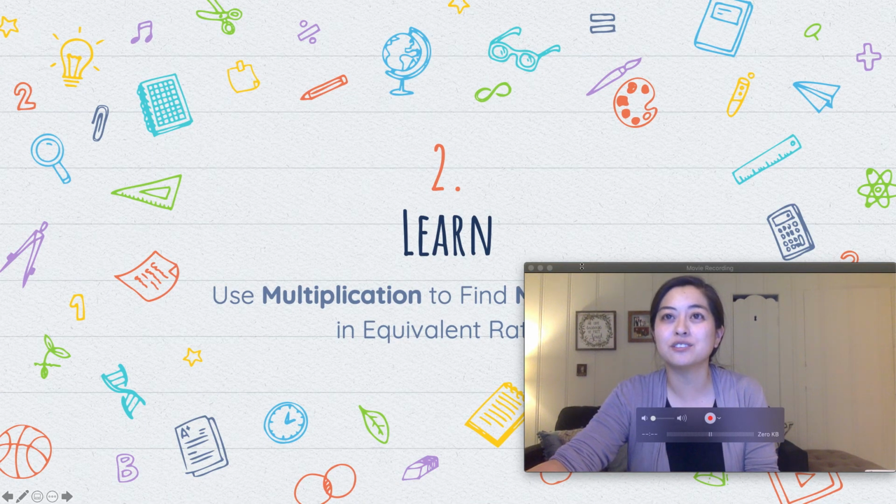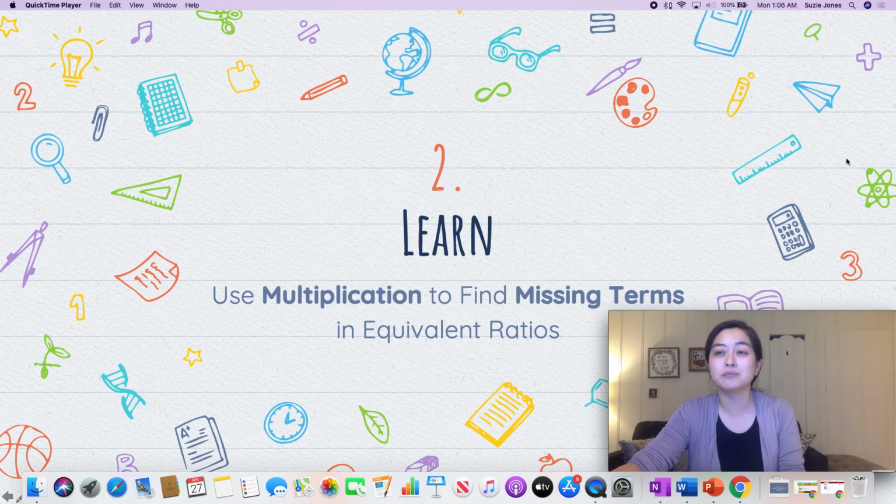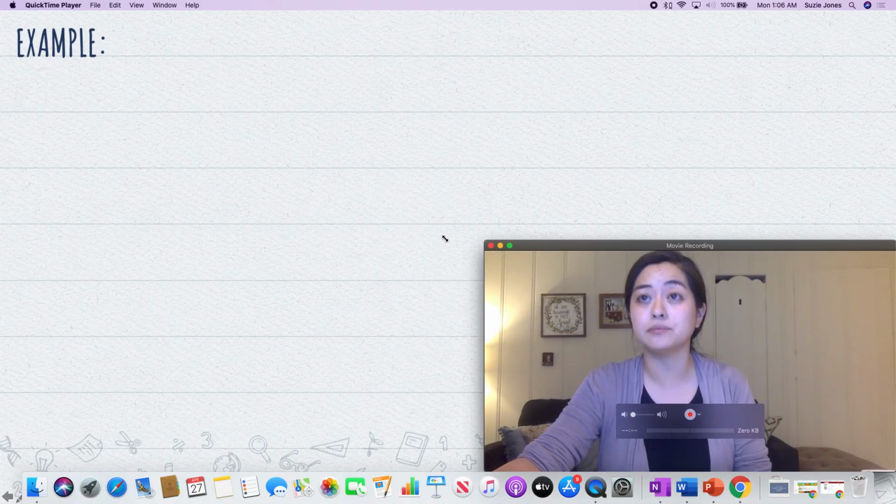Okay. So just to show you what's behind here, we're going to use multiplication to find missing terms in equivalent ratios with three quantities. Okay, let's look at this example.